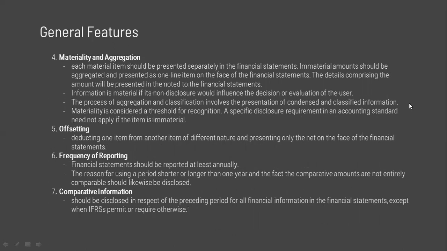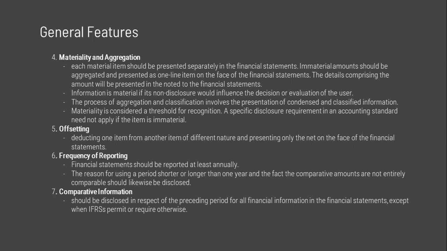The fourth feature is the materiality and aggregation. Each material class of similar items is presented separately. A class of similar items is called a line item. These similar items are presented separately unless they are immaterial. Individual immaterial items are aggregated with other items.